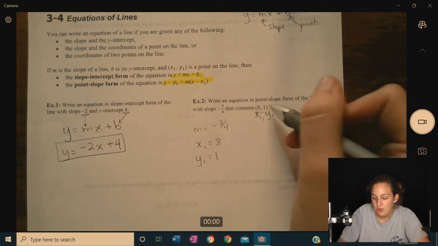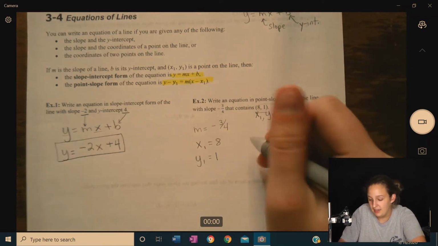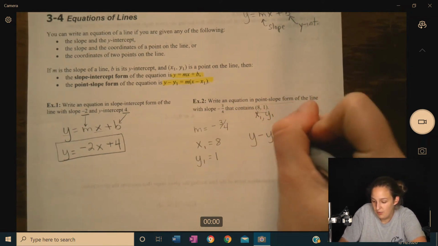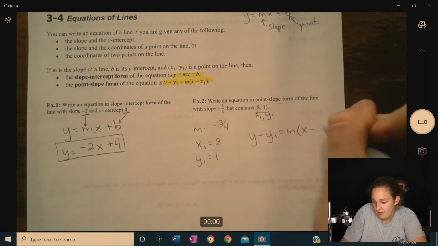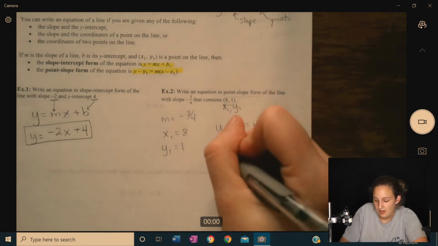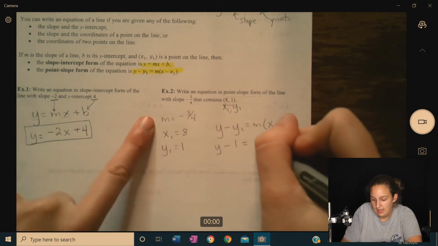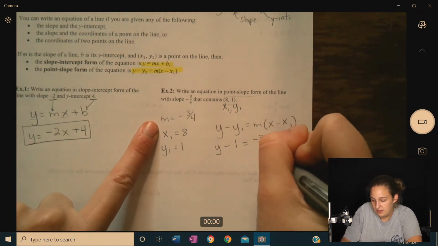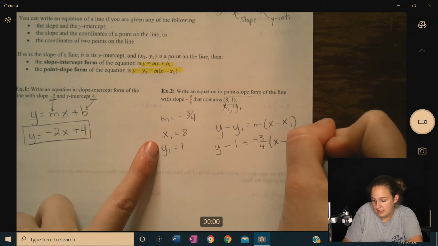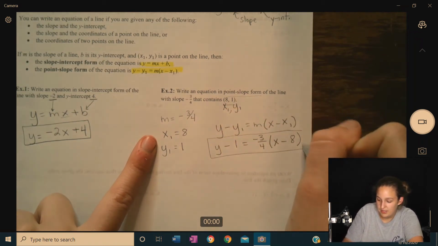All right, so now we're looking at point slope form, so we just get our equation here and plug everything in. So we have y minus y1 is equal to m, and then the difference of x and x1. All right, so we leave y, we replace y1 with 1, and our m is -3/4, and then x minus x1, which is 8. And that is your equation in point slope form.